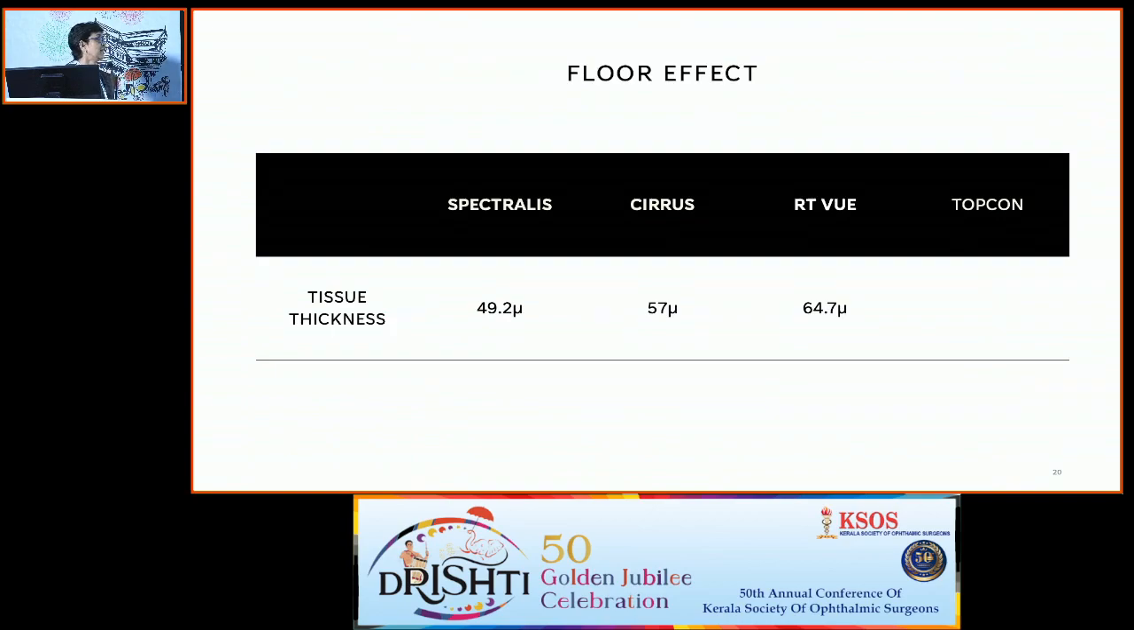Floor effect, I think by now almost everybody knows what is the floor effect and what is the parameter to be taken for each machine to be considered as floor effect. So for Spectralis it is 49.2 and for Cirrus it is 57 microns. For RTVue it is 64.7. It means that there has to be some amount of tissue, including the blood vessels and the glial cells, which are not destroyed, even though the glaucoma has come to an advanced state.